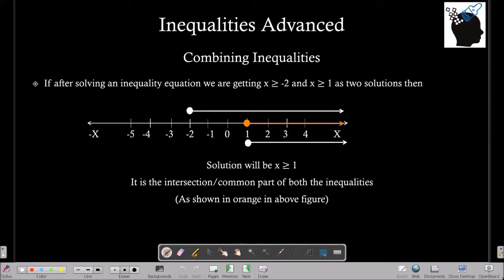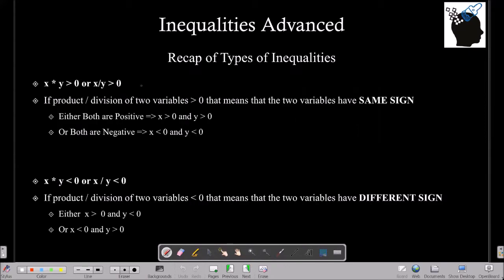Now let's do a quick recap of the different types of inequality problems. In the previous video, we have seen that typically there are 4 types of inequality problems. The questions can be where you have x into y is greater than 0 or x divided by y is greater than 0. This means both x and y have the same sign. So either both are positive or both are negative.